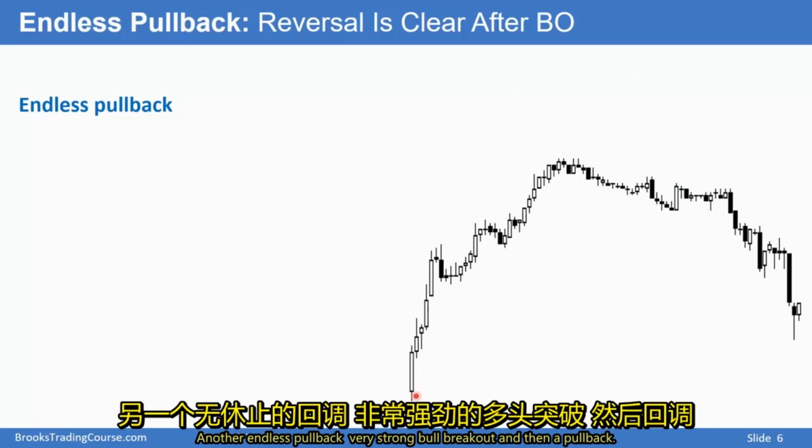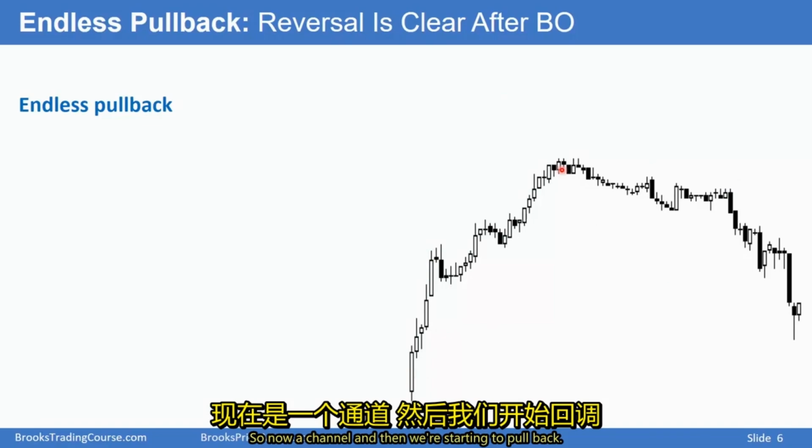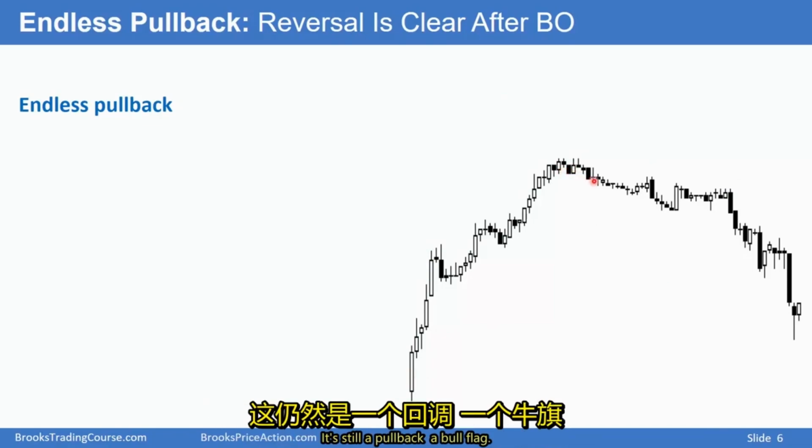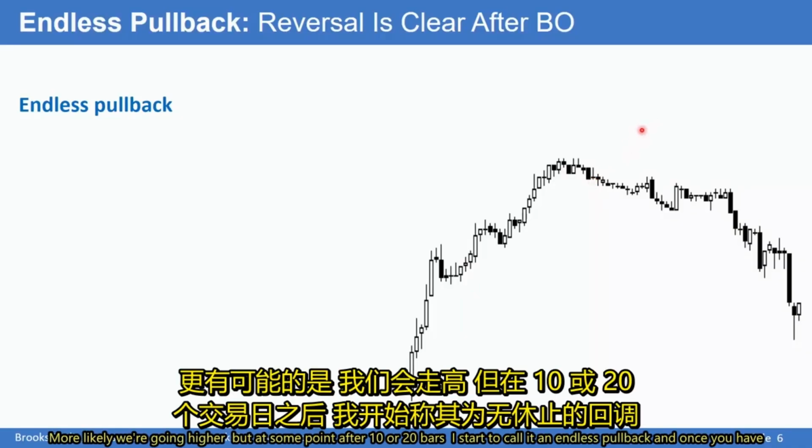Another endless pullback. Very strong bull breakout, and then a pullback. So now a channel. And then we're starting to pull back. It's still a pullback, a bull flag. More likely we're going higher. But at some point, after 10 or 20 bars, I start to call it an endless pullback.